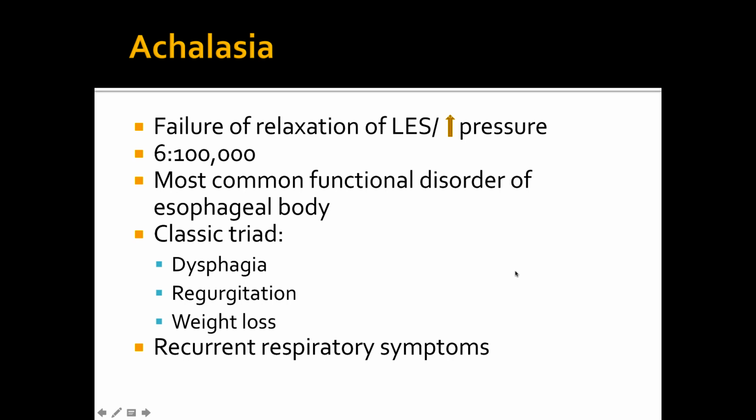All right, achalasia. You'll probably encounter this problem, as well as reflux, more often when it comes to benign diseases of the esophagus. The hallmark of achalasia is failure of relaxation of the lower esophageal sphincter, as well as an increased resting pressure. It is not uncommon, and patients will have the classic triad of dysphagia, regurgitation, and weight loss. Younger kids might present with recurrent respiratory symptoms as the main problem.